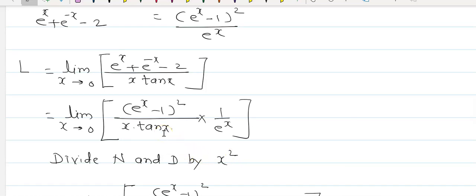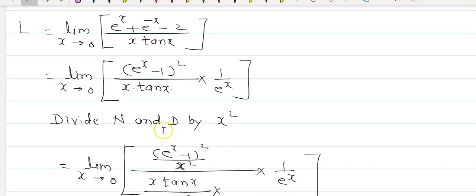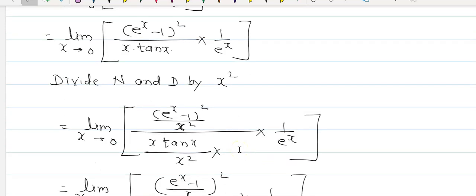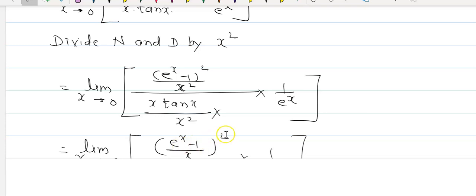Now the next, divide numerator and denominator by x². Then you will get (e raised to x minus 1) bracket square upon x², and x tan x upon x² into 1 upon e raised to x. Therefore, you will get (e raised to x minus 1 upon x) whole square.